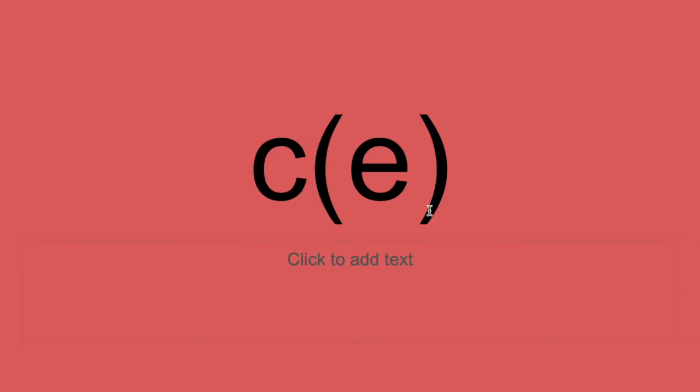When an E comes after the letter C, the sound changes. It goes from k to s. We learned this sound a few lessons ago. Okay, ready? Sound. Again. Good.